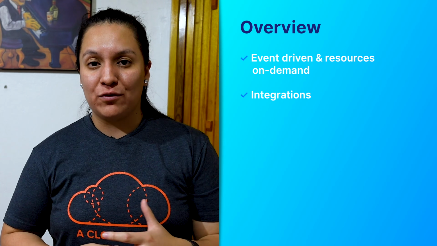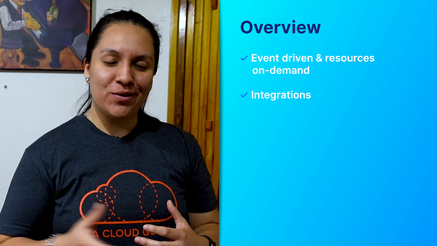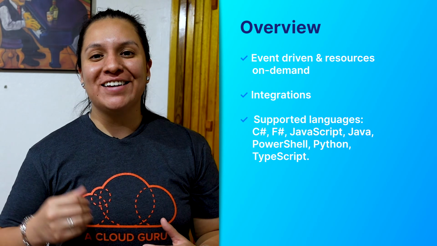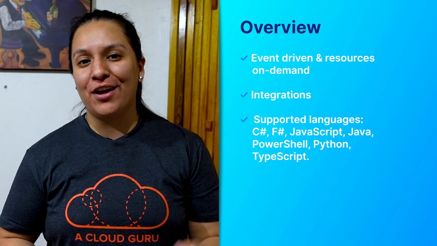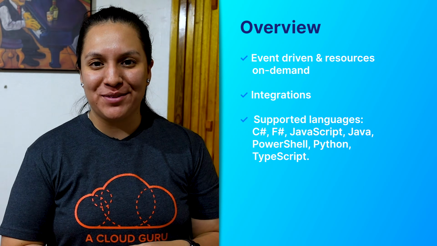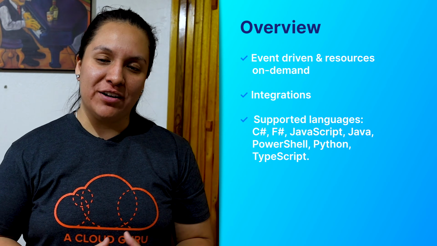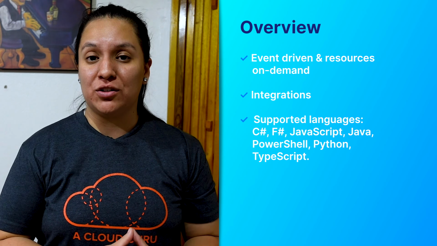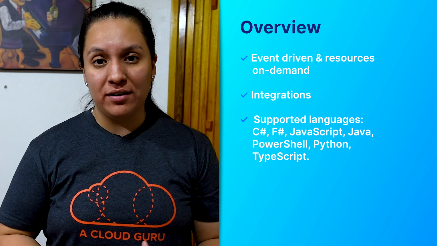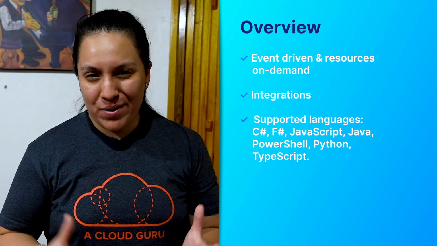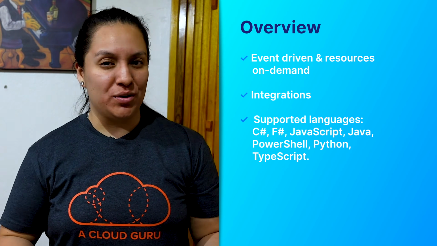At the time of filming this video, you can develop Azure Functions in C#, F#, JavaScript, Java, PowerShell, Python, and TypeScript. The last four are only available in Azure Functions runtimes version 2 and 3. But since runtime version 1 is in maintenance mode, you're better off just using versions 2 and 3 anyways.